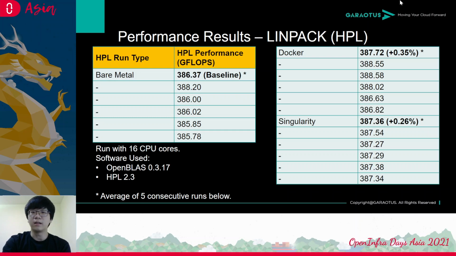Higher means better. Note that we only use 16 CPU cores on the system in order to reduce variability. The result of each run type is the average of 5 consecutive runs below. We find that there is virtually no performance difference between bare metal, Docker, and Singularity. There is little performance overhead in Docker and Singularity.